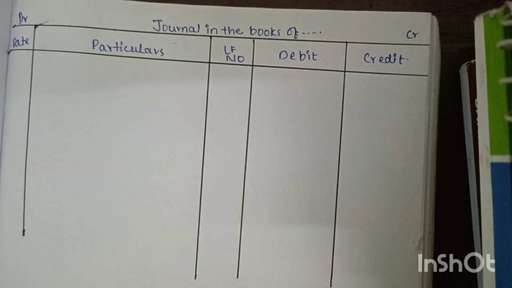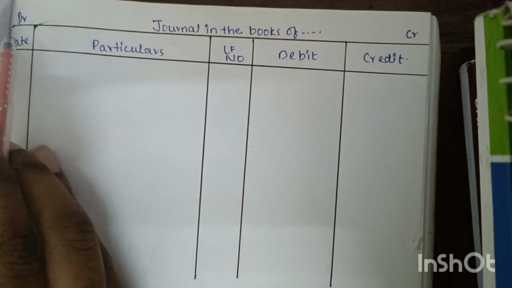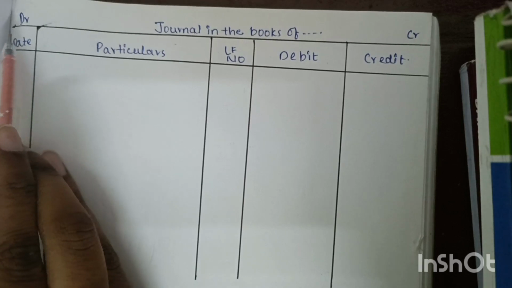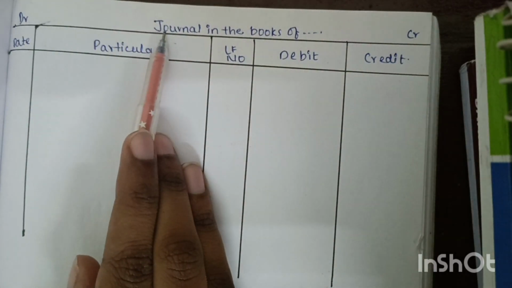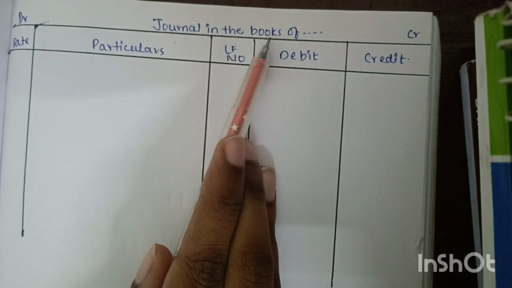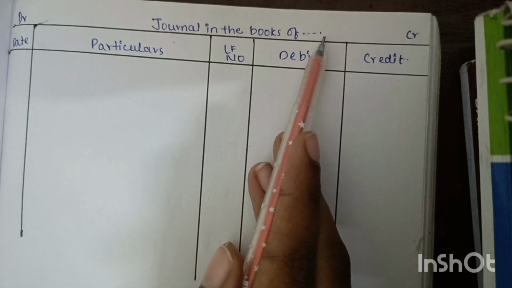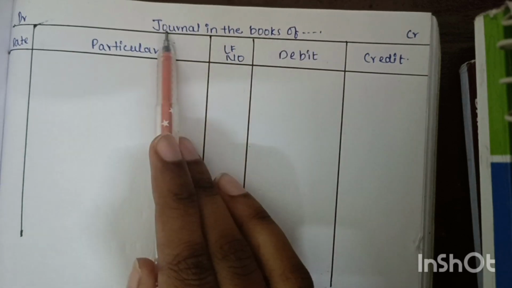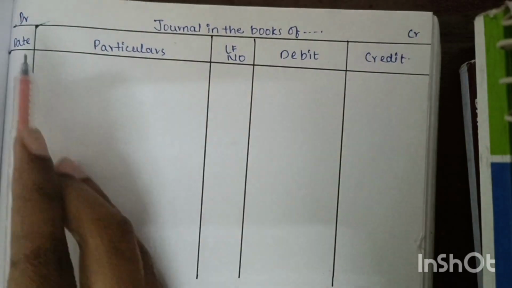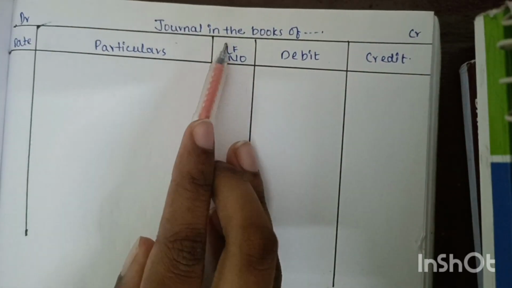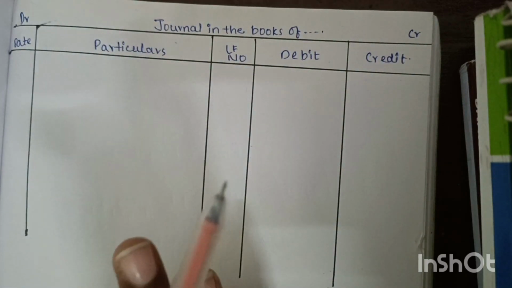Okay, so now let's discuss the pro forma of the journal entries. You must write Dr on the left side, and Cr on the right, and you need to write the heading journal in the books of. If they mention any particular name, you must write that name. If they don't mention, then it's okay, no problem, you must write journal in the books of. Okay, and there are 5 columns, that is date, particulars, LF number, debit and credit. So this is the pro forma of journal entries.